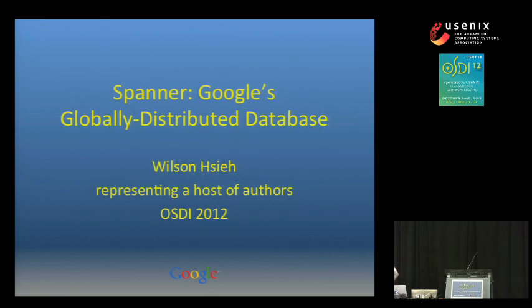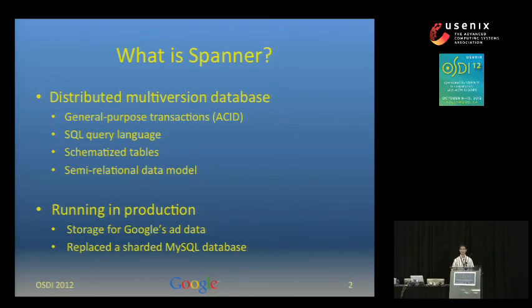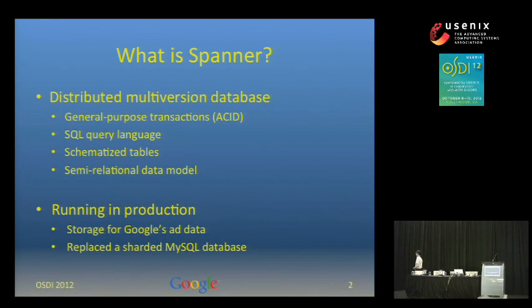Good afternoon. It gives me great pleasure today to be able to talk to you about work we've been doing over the last 4.5 years or so at Google. That work involves building a distributed database called Spanner. Spanner currently provides most of the critical features you'd expect from a database: schematized tables, a semi-relational data model, general purpose transactions, and an SQL-based query language.